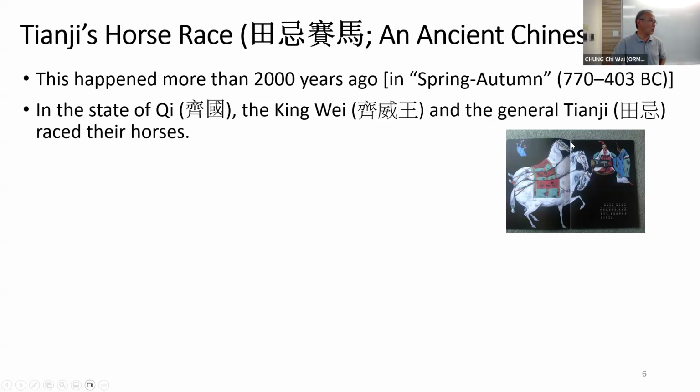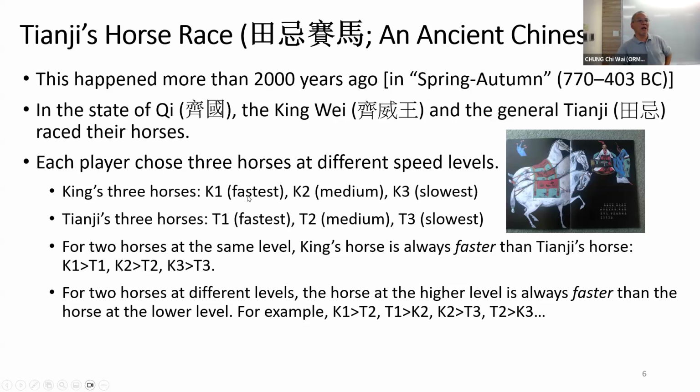Each player has 3 horses, namely K1, K2, and K3. K represents the king's horses. K1 is the fastest horse of the king, K2 is the medium horse of the king, and K3 is the slowest horse of the king. The general's horses are named T1, again the fastest, T2 medium, and T3 slowest.